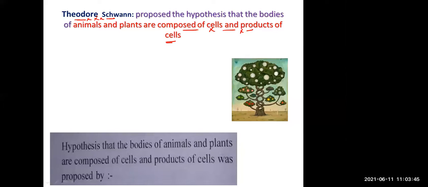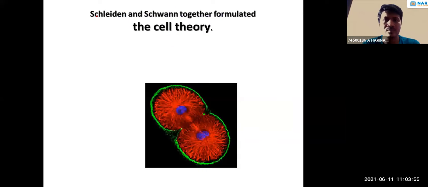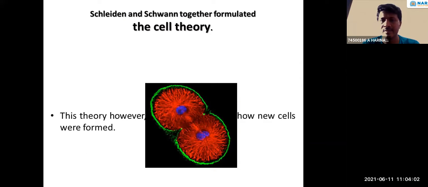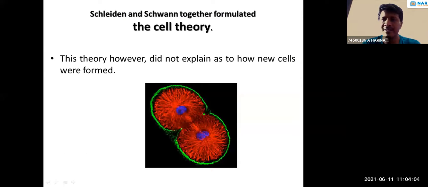Have you read this already? Yes, sir. Okay. Next. So Schleiden and Schwann together formulated the cell theory. But they did not explain how new cells are formed.